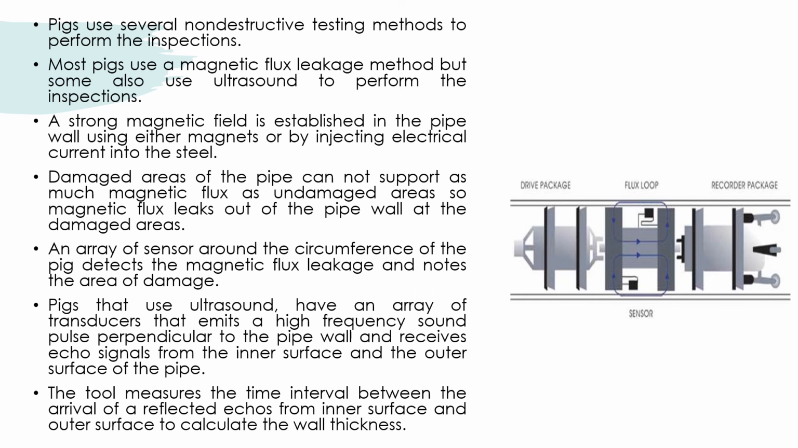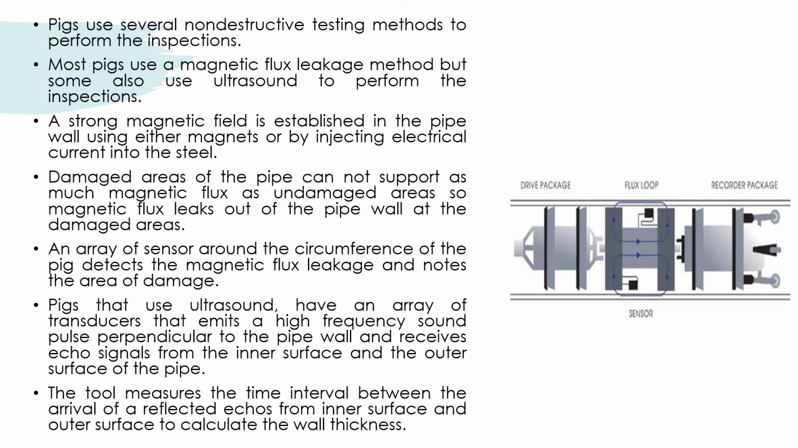Damaged areas of the pipe cannot support as much magnetic field as undamaged areas. So magnetic flux leaks out of the pipe wall at the damaged area. An array of sensors around the circumference of the pig detects the magnetic flux leakage and notes the area of damage.